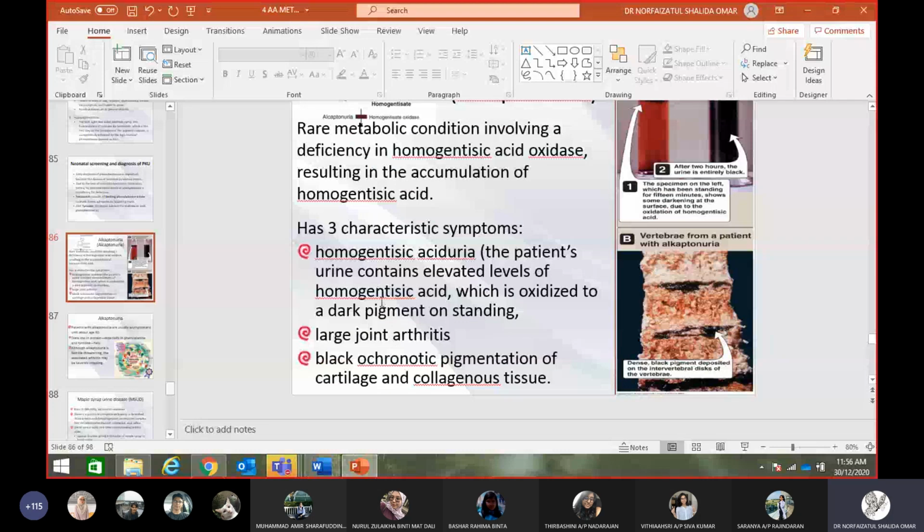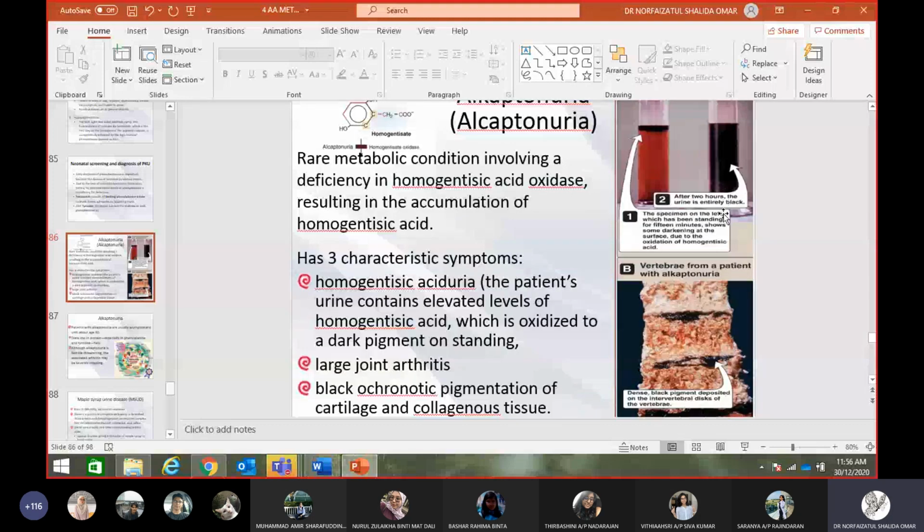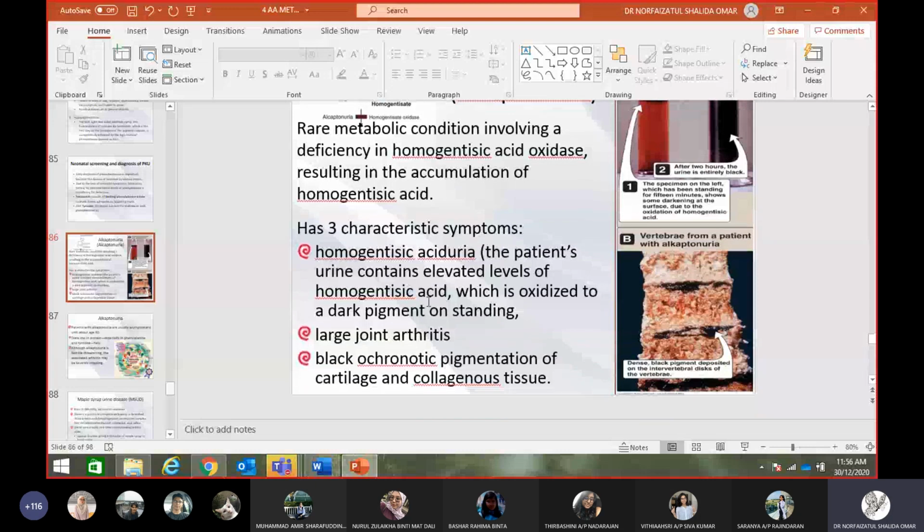This one, you have this dark pigment. The homogentisic acid oxidizes to a dark pigment on standing. So if we leave it for 2 hours, the urine will turn entirely black. It's due to this homogentisic acid. So what happens is that this patient will have large joint arthritis and then black pigmentation in the cartilage and the collagenous tissue. So there's a black pigment in the cartilage of the tissue.